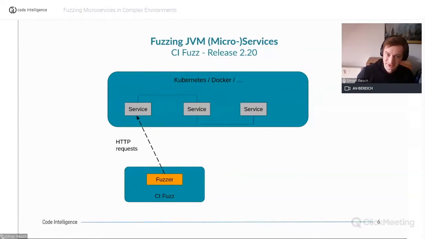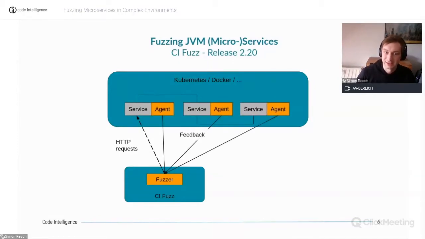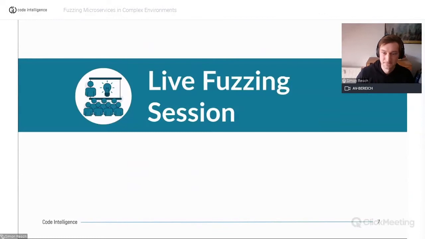But we want to have this feedback loop that's quite essential for the modern fuzzing approach. And we get that by adding Java agents to each of the services that we're interested in. And they will send back to the fuzzer the feedback that it needs to perform better mutations. Okay, so that's the basic idea. And I want to briefly show you how to set up such a fuzzer and how to find bugs in a fairly complex web application.